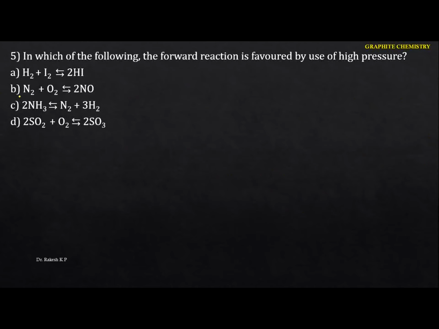In which of the following is the forward reaction favored by the use of high pressure? Just identify this one here. Let me write the reactions here. They are given hydrogen plus iodine, which gives you hydrogen iodide. In all cases the reactants and the products will be gases here. How many gaseous reactant moles are we having? 2. Here also we are having 2.